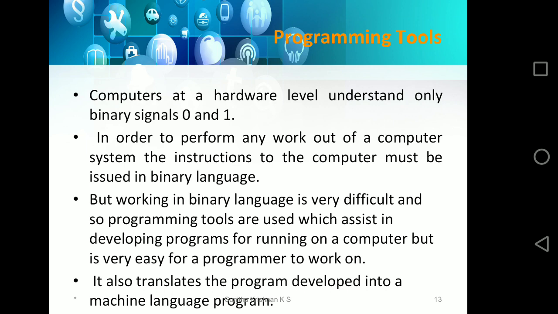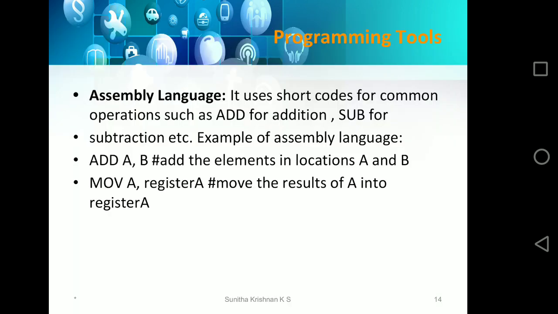See, if I know a language and somebody else doesn't know that language, there should be an intermediate person who translates my language to that person. In a similar way, there are some softwares known as programming tools, which convert the language that I am telling into ones and zeros. So you have different types of programming tools.